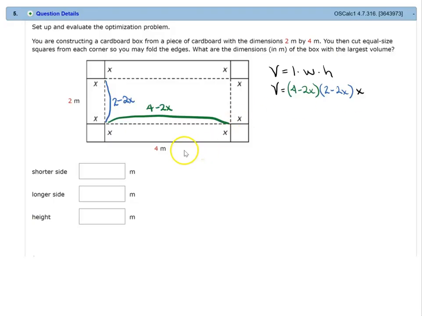When you go to put your answers in, notice that, for your sides, let's say that we figured out that this was 1.5 over here and this was 3.5 over here. Make sure that you put those in the shorter and the longer sides.